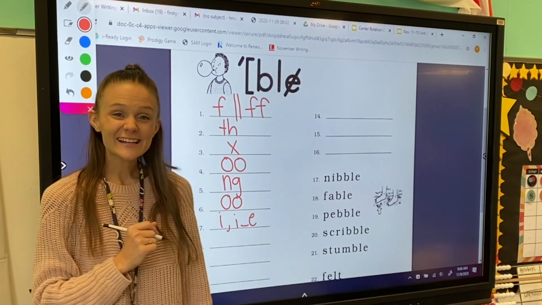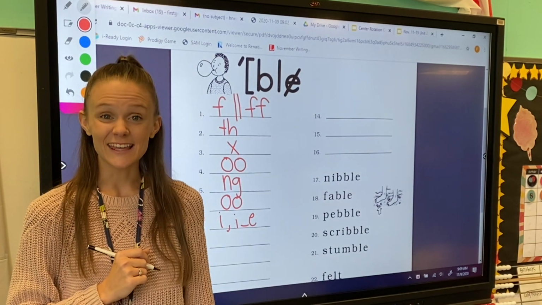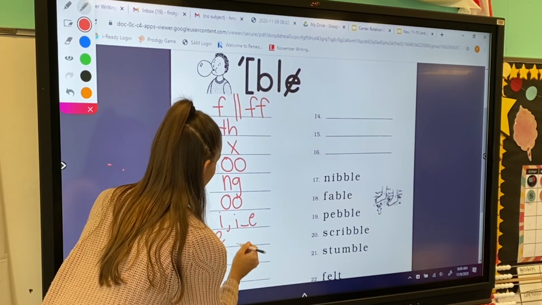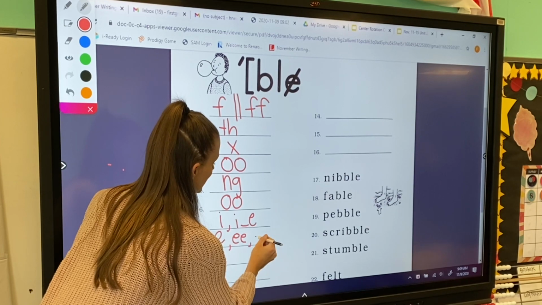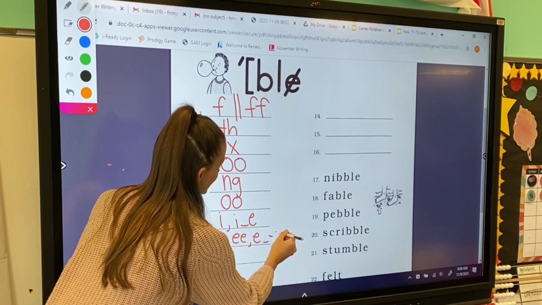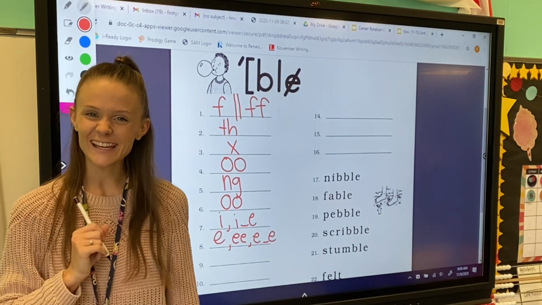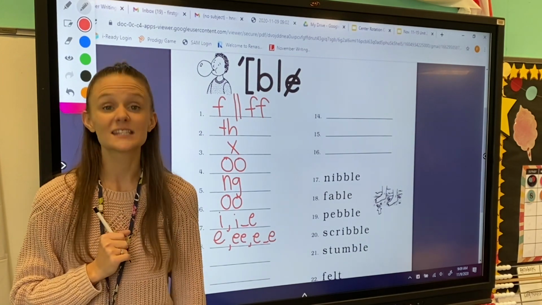For number 8, my letter sound is E. So I know that letter E can make the E sound, the digraph E-E can make the E sound, and E, consonant, sneaky E can make the E sound. Very good. For number 9, my letter sound is T.